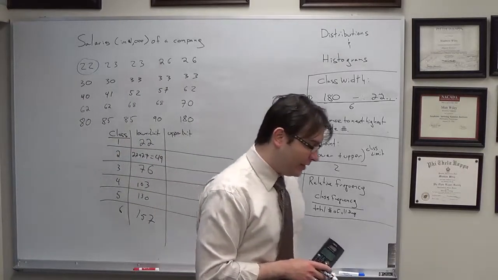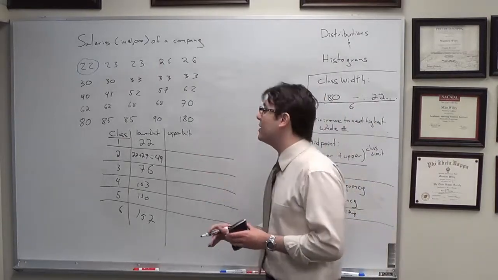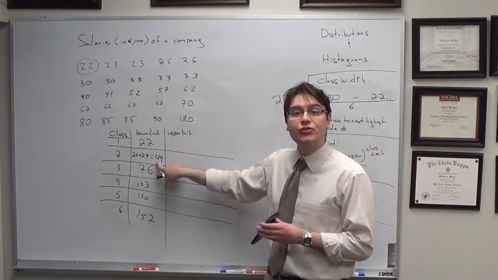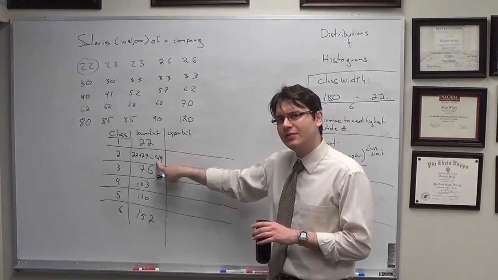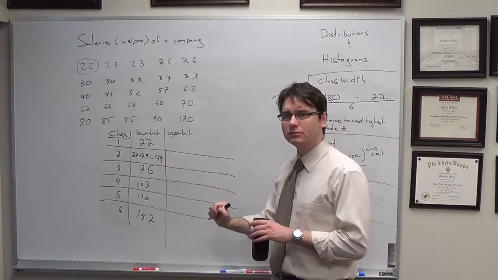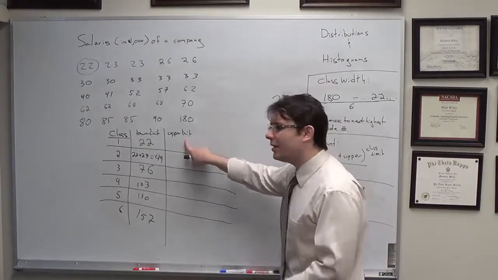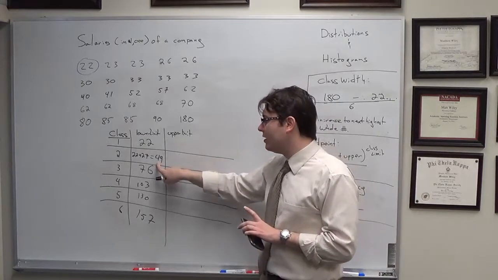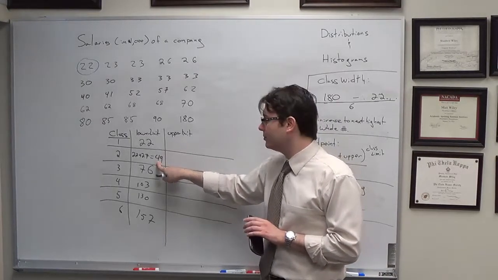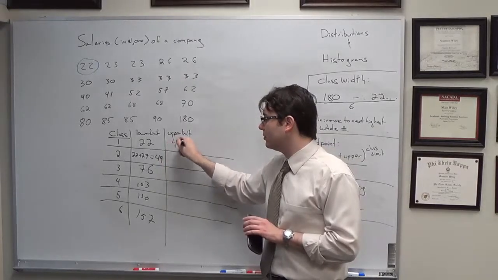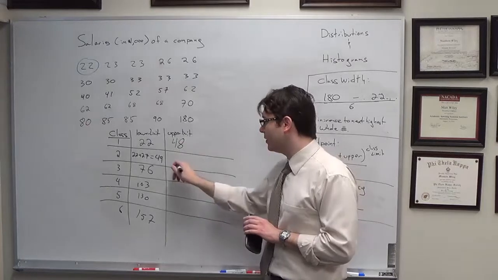Now my upper limit is going to be the highest data value that can actually fit here. It's going to be one smaller than the next higher class's lower limit. Pause and rewind that. The upper limit of class 1 is going to be one number smaller than the lower limit of class 2. 48, because it's 49 minus 1.